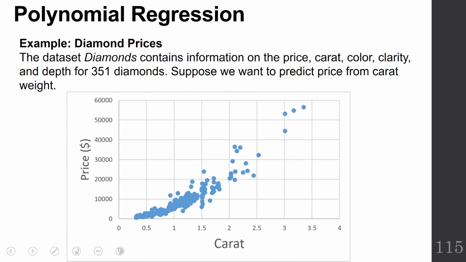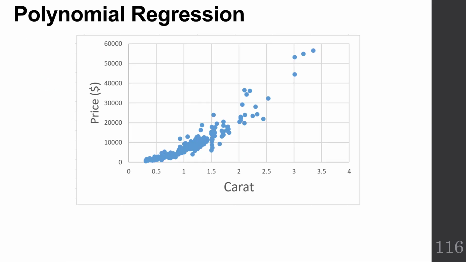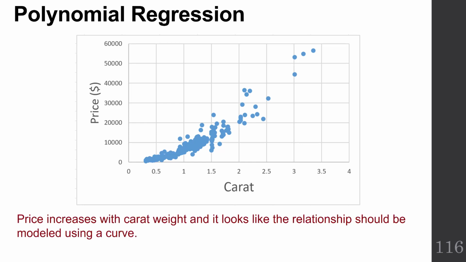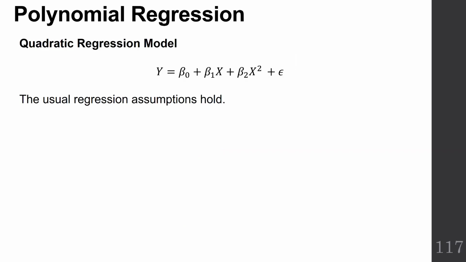We have an example of a diamond price data set. It contains information on the price, carat, color, clarity, and depth for 351 diamonds. Suppose we want to predict price from the carat weight of the diamond. So we've got a scatter plot here of price versus carat weight. And you can see that it looks like the price tends to increase as the carat weight increases. However, it looks like maybe the relationship would be better modeled by a curve rather than a straight line that we've been doing in the past.